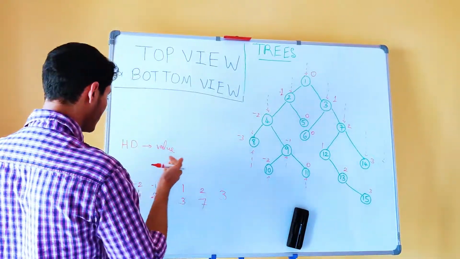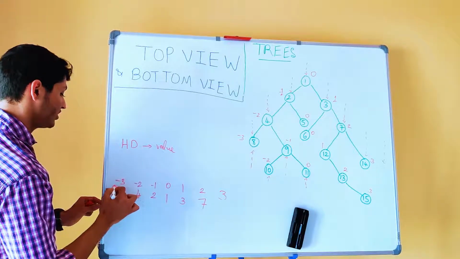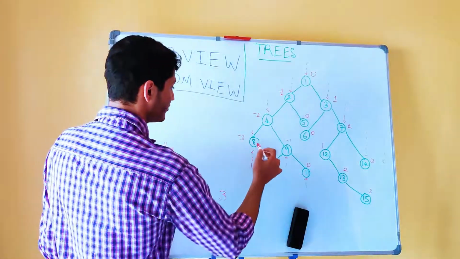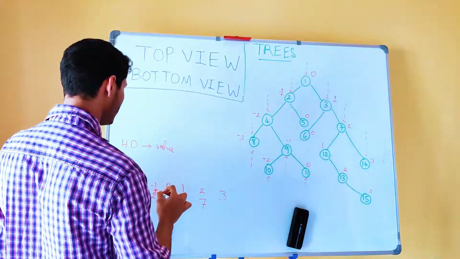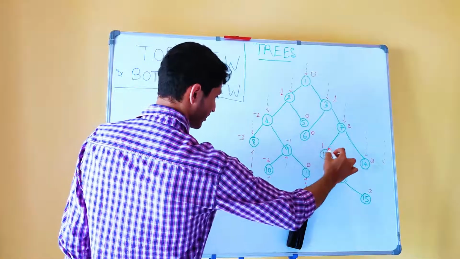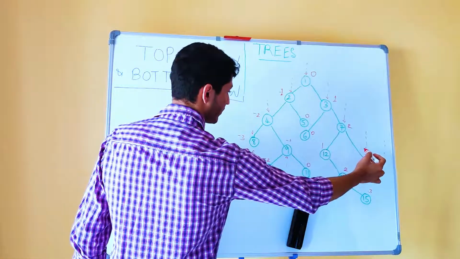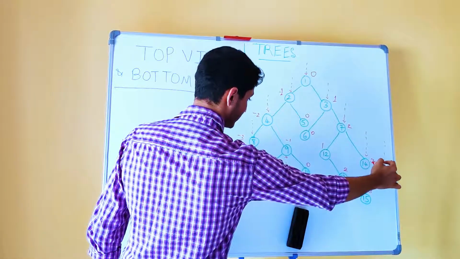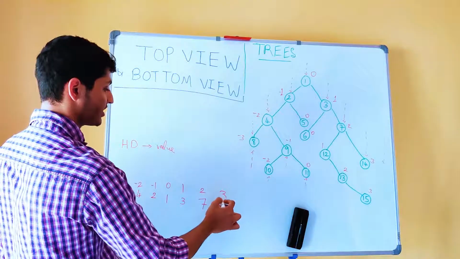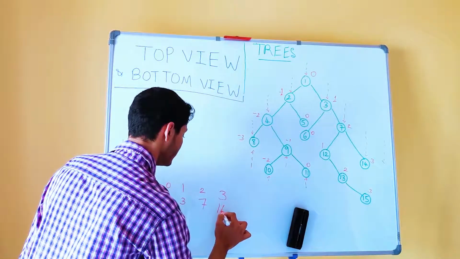Okay, for -3 the corresponding mapping is empty, so we fill it with the node's value, which is 8. Similarly, for 9, its horizontal distance is -1. -1 is already filled. Similarly, for 1, mapping is already filled. Similarly, for 14, the corresponding horizontal distance is 3. For 3, the mapping is empty, so we fill it with the value of the node.